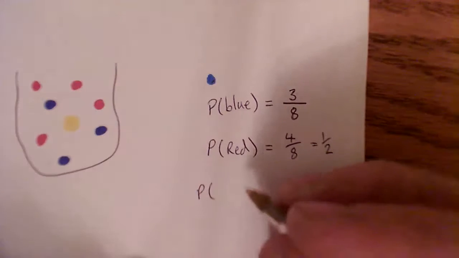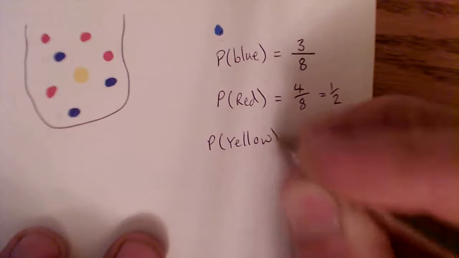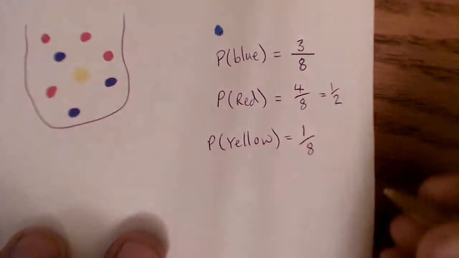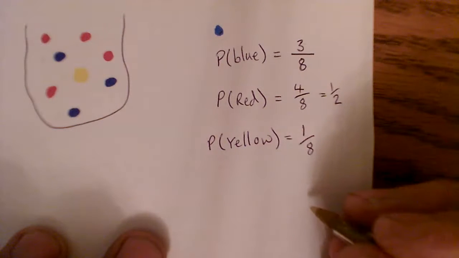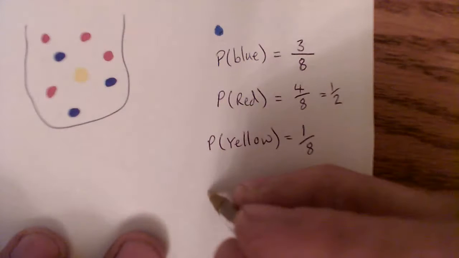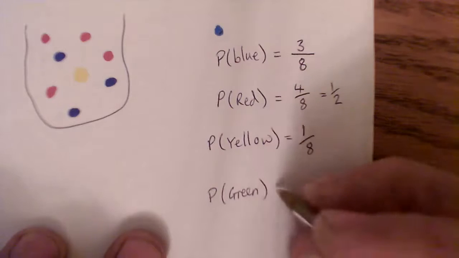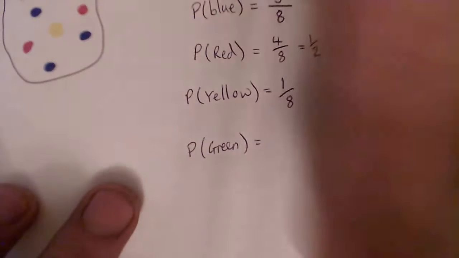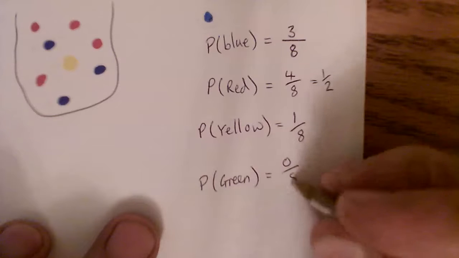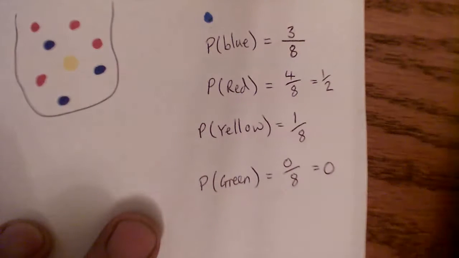And for this last one, we've got the probability of the yellow. And there's only one yellow in the bag. There's still 8 counters, so it's 1 over 8. These give us the probabilities of different things happening. I could actually ask a different question. I could say, what's the probability of green? We can still write that down. There are no green counters in our bag, but we just write 0 over 8. That simplifies to just 0.